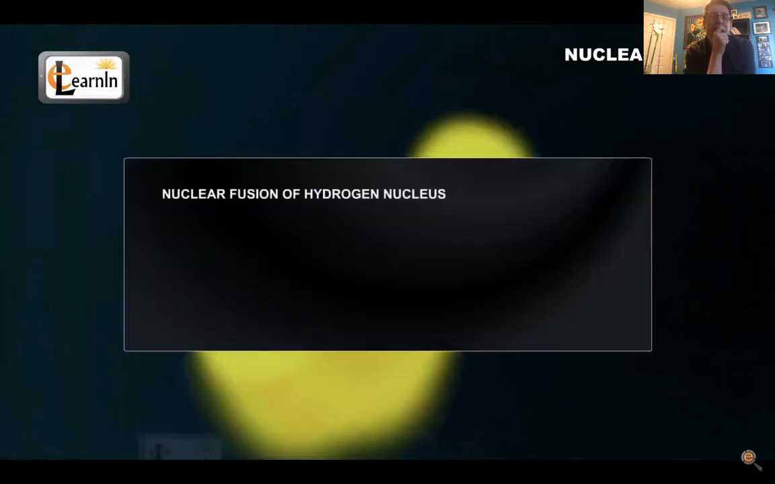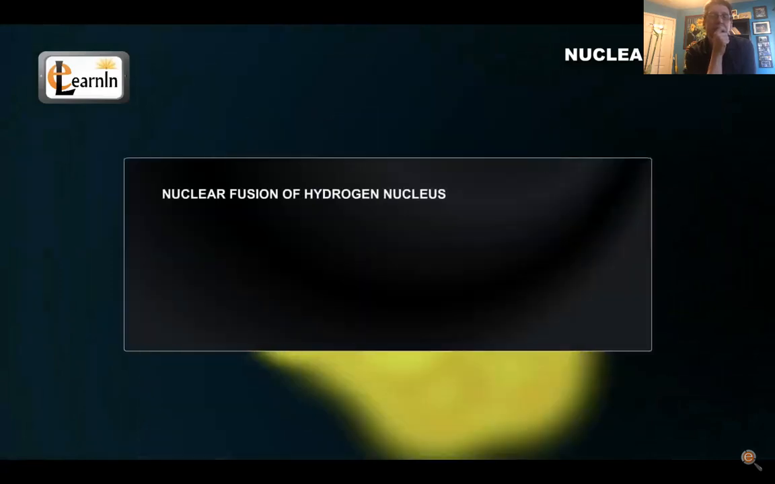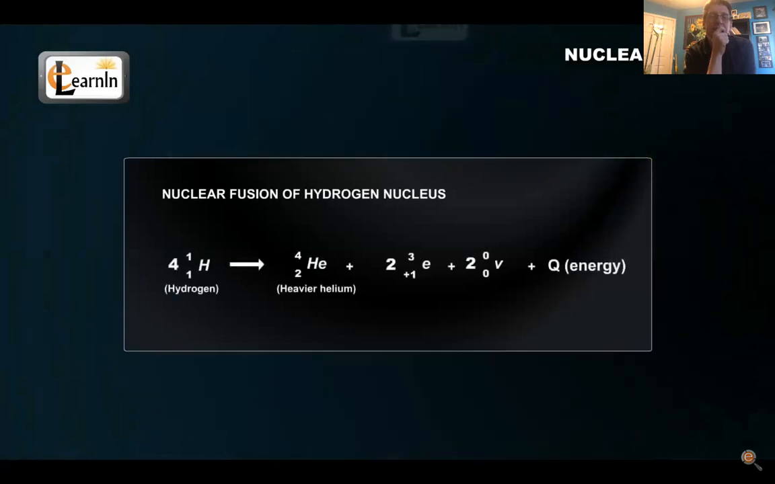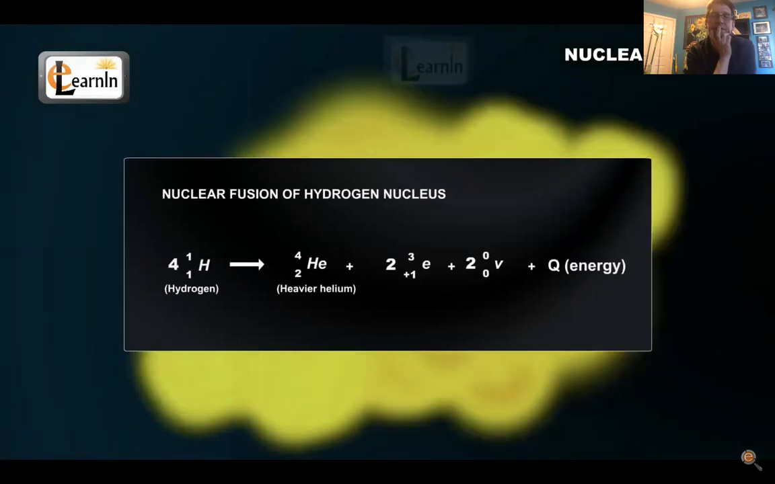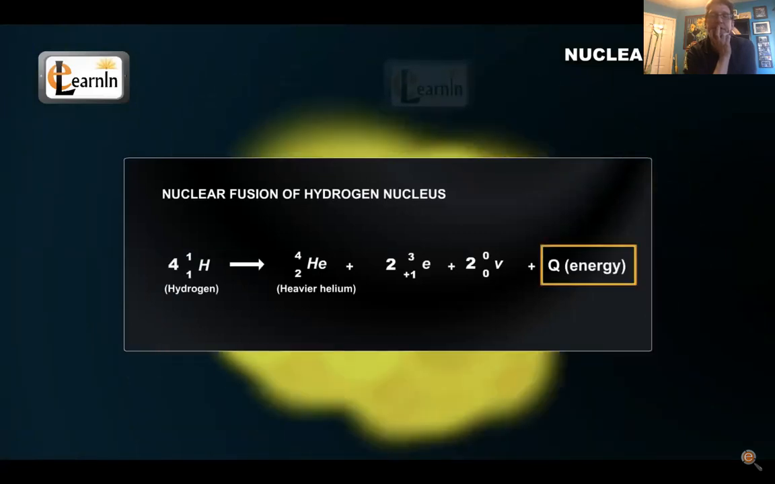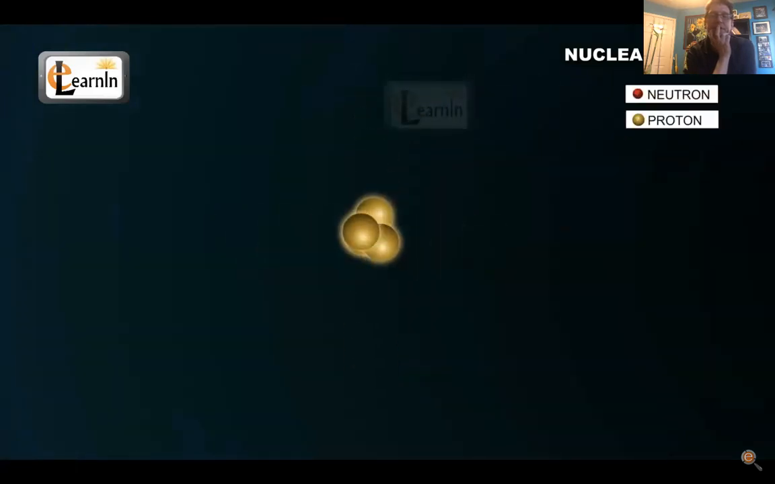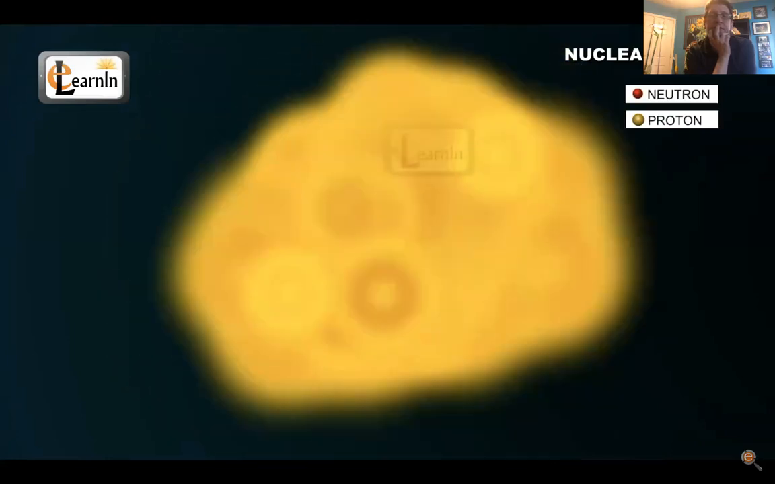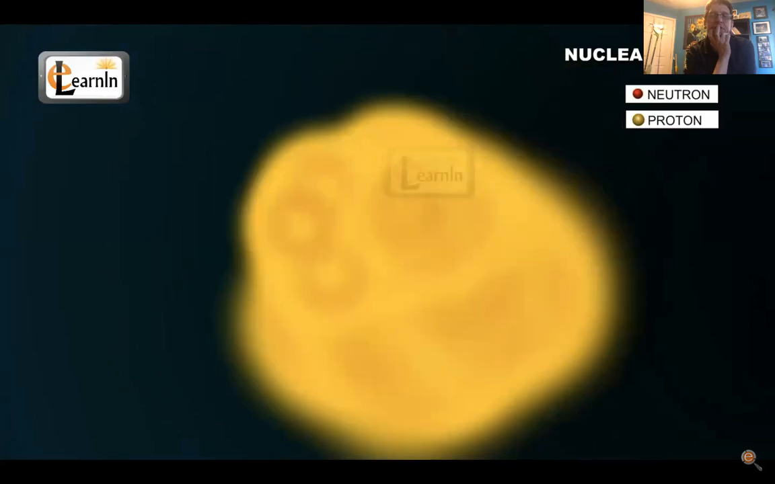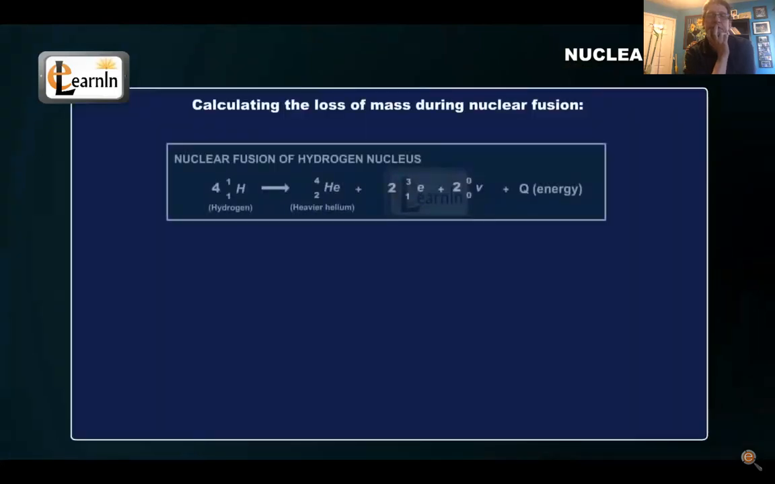The chemical equation for this nuclear fusion is as follows. Four hydrogen nuclei, when fused together, give rise to the heavier helium. But how is this enormous amount of energy being liberated from such a seemingly simple nuclear reaction? To understand this, let's first calculate the loss of mass in the process.